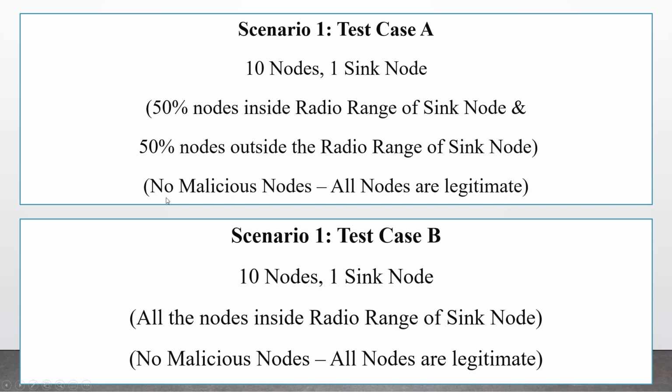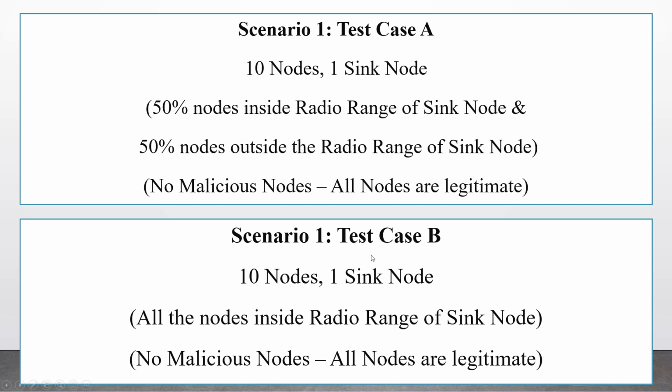Here we are not going to have any attack. There is no malicious node. All the nodes are going to be legitimate. So this is the first scenario, test case A. Why do we do this? Because this is the real network, and we are going to see how a real IoT network works in two different cases.